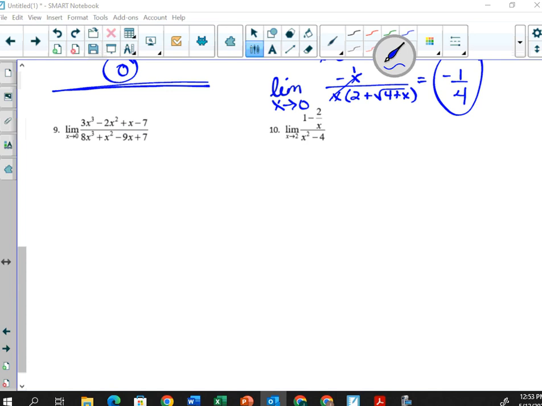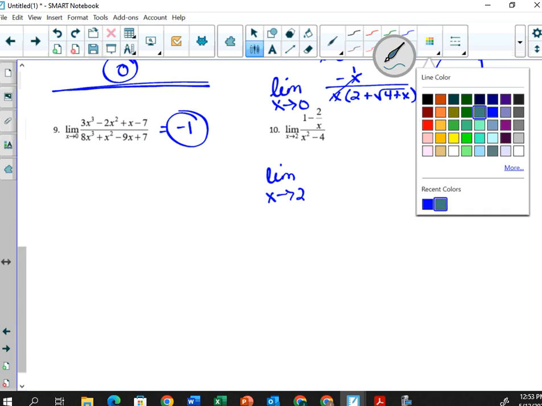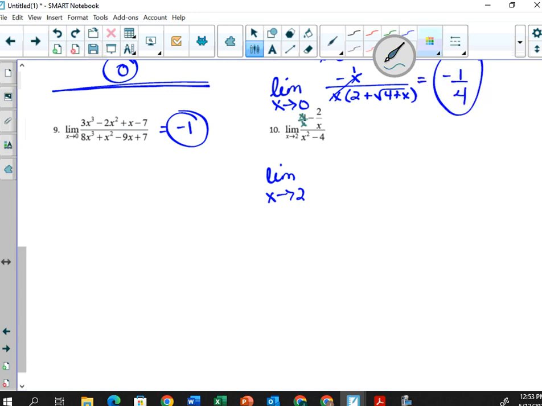Hey guys, what do you get for number 9? -1. Everybody okay with that? What is always your first option for evaluating limits? Okay, plug 0 in. What do you get? Okay. So what do you get for 10? 1 over 8 is correct. Let's go through it. The 1 can turn into x over x.